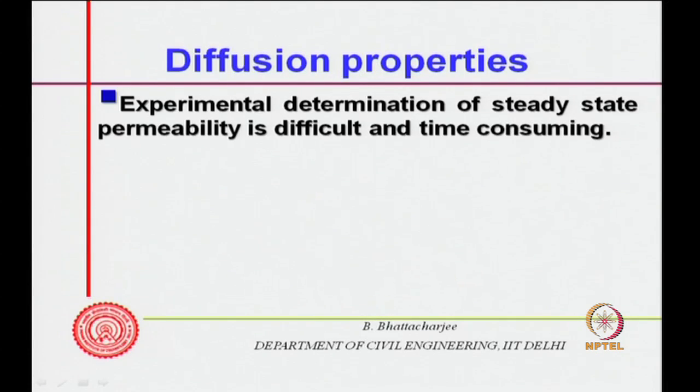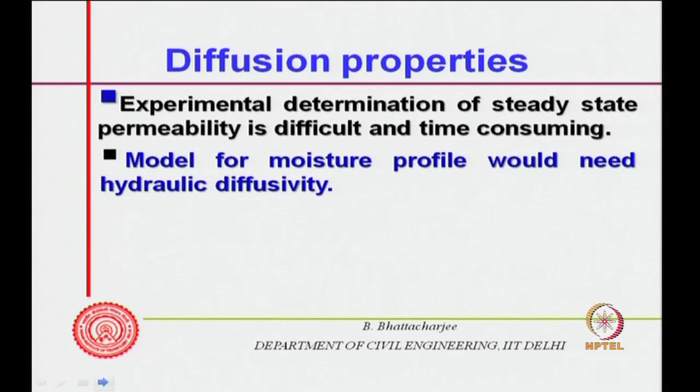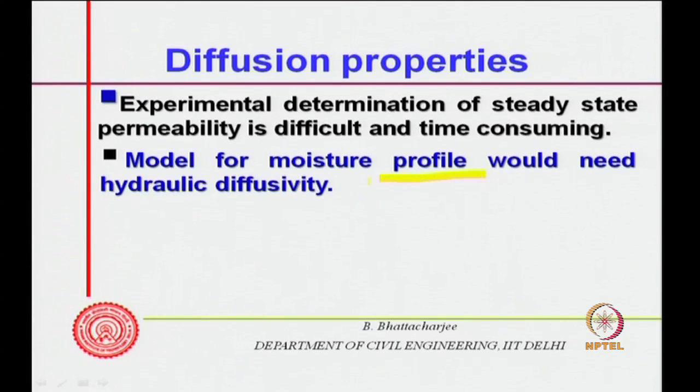Second aspect with permeability is that permeability cannot be used for modeling moisture profile or amount of carbon dioxide that will penetrate or oxygen that will penetrate. So, oxygen permeability or carbon dioxide permeability, they are all related to saturated condition. In fact, the unsaturated situation is easy to model through diffusivity.